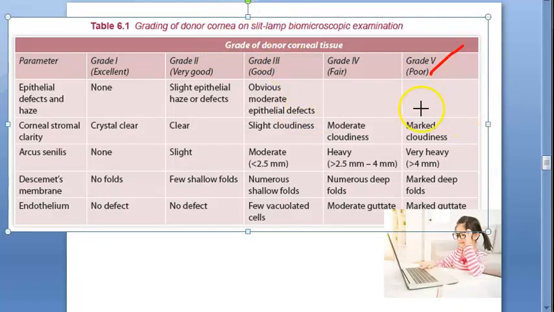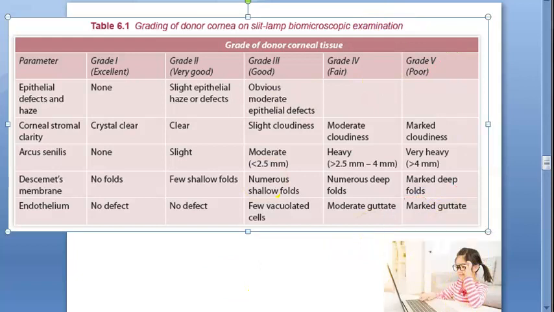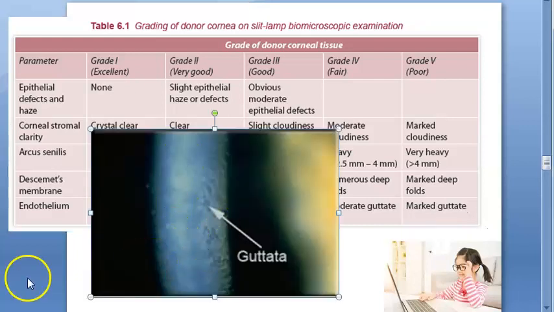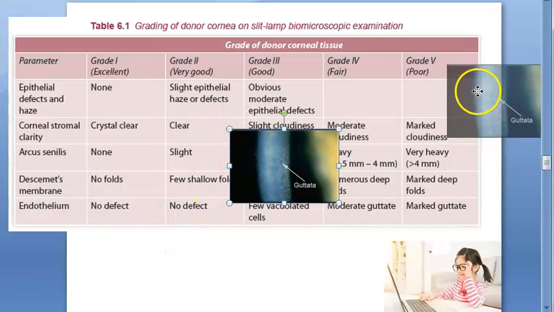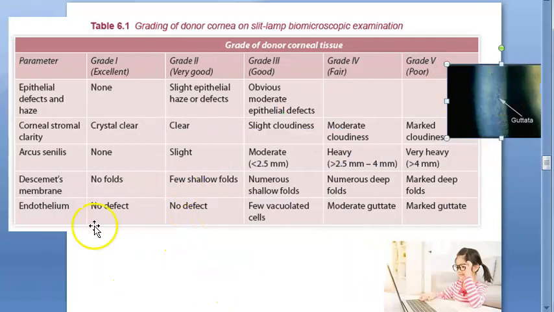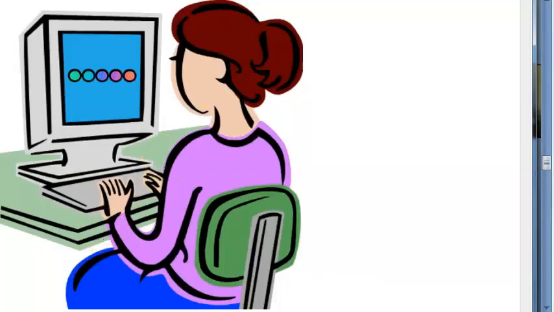Grade 5 is poor. So here they are saying there is cloudiness, the stroma is not clear. There is arcus senilis, which is very heavy. Descemet's membrane has folds and the endothelium, they are saying, has marked guttata. What is this? Guttata. So basically these are drops, something like drops in the cornea. Where? In the endothelium, somewhere behind, in the last layer of the cornea. So we got the grading. So donor tissue over, grading of this tissue over.